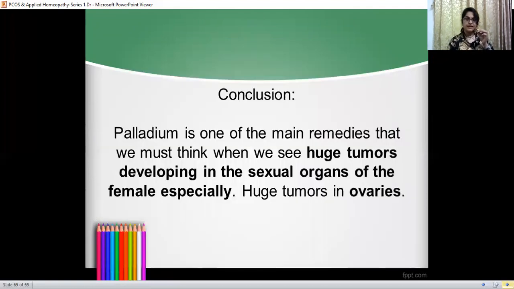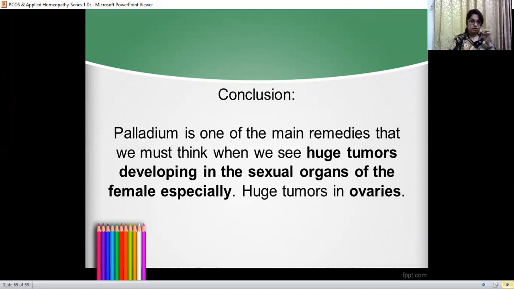Conclusion: palladium is one of the main remedies that we must think of when we see huge tumors developing in the sexual organs of the female, especially huge tumors in the ovary. So palladium is one of the remedies for huge tumors. It is not necessary that it is used only for complex ovarian cysts. It can be used for endometriosis. It can be used for simple ovarian cysts.